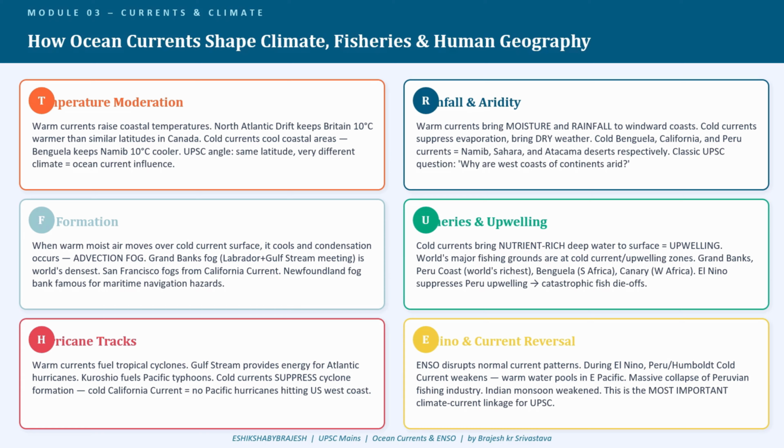Effect 6: The El Nino disruption effect. This is the most important for UPSC. When El Nino develops, it disrupts the normal pattern of ocean currents, particularly in the Pacific. The Peru/Humboldt cold current weakens or reverses. The upwelling collapses, fish populations crash, the normally arid Peru coast floods, and the disruption propagates globally through atmospheric teleconnections, weakening the Indian monsoon, causing drought in Australia, and altering weather patterns as far away as Africa and North America.